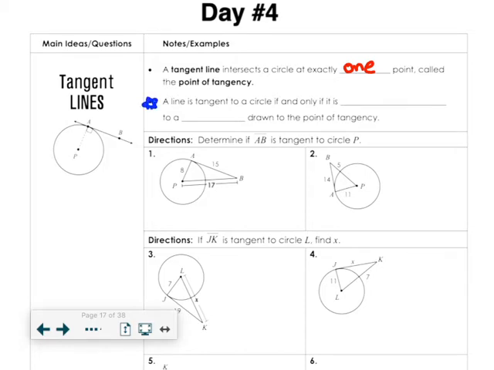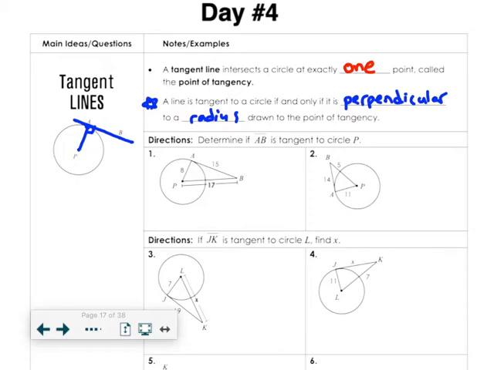A line is tangent to a circle if and only if it is perpendicular, that means 90 degrees, to the radius. If it's perpendicular to the radius, then it's a tangent line. So this line, it appears that the only spot it's going to hit the circle is point A. Since we draw this radius in, since it's perpendicular, we know that it is a tangent line.